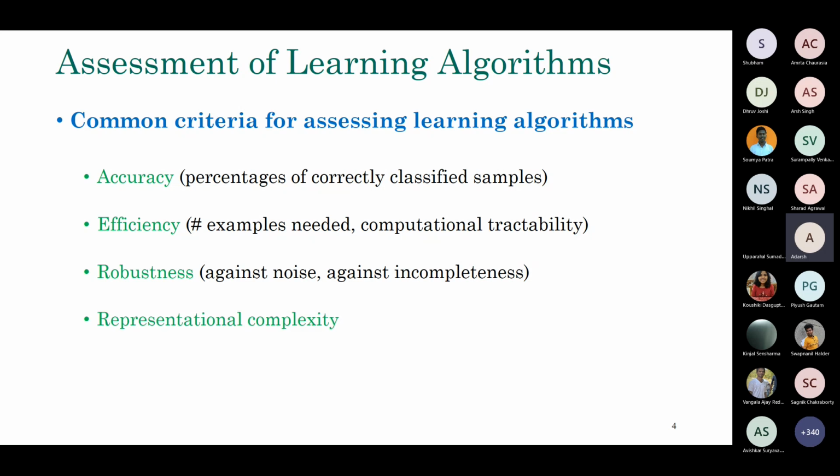Representational complexity. You can build a model and train the model, but once you train it, you have to store it somewhere, because when you are testing on test data, you are not going to retrain it. I'm going to reuse this trained model for inference. So how easy is it to store this trained model? How much space is it going to take?